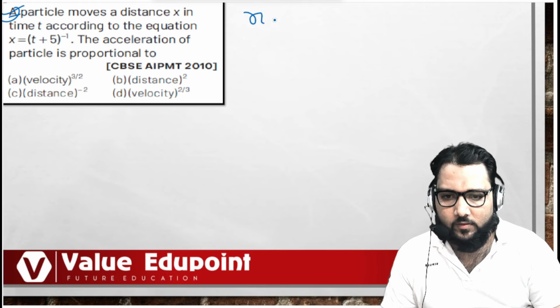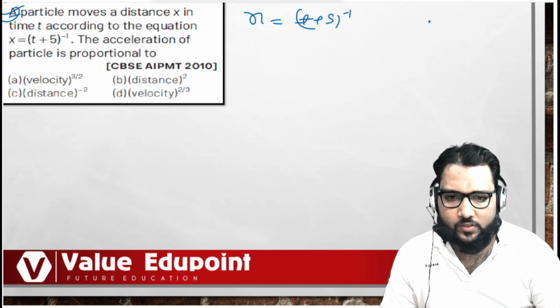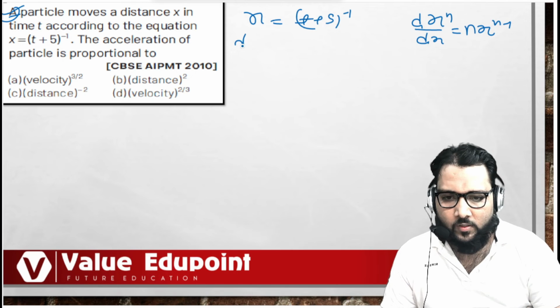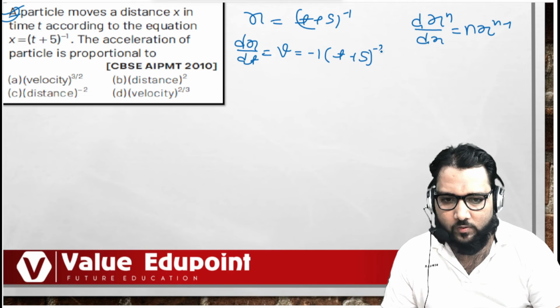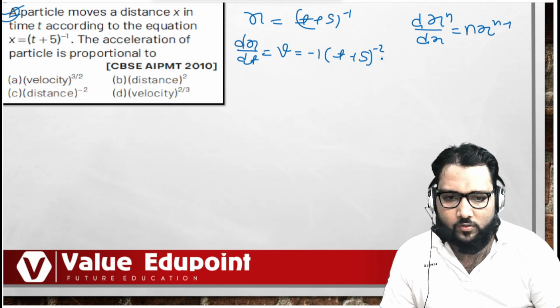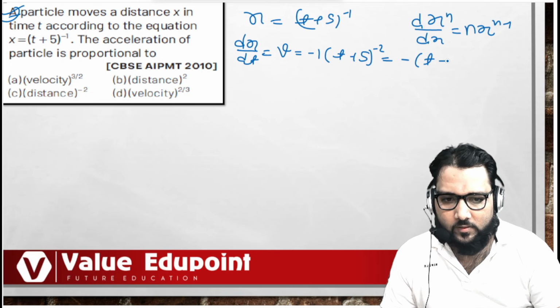Look at this problem, guys. Here x is given in terms of time. For differentiation, you know the differentiation of x raised to power n equals n x raised to power n minus 1. When you differentiate these terms with respect to time, that will give the velocity, which comes out to minus 1 into (t plus 5) raised to power minus 2. Is it okay, guys?